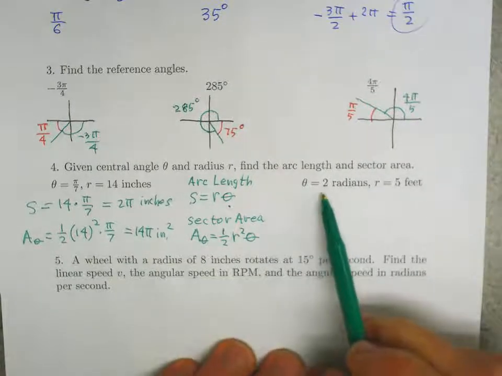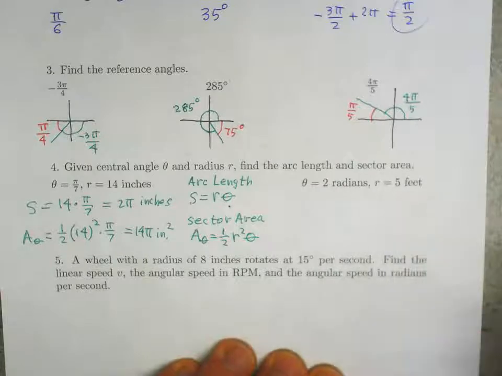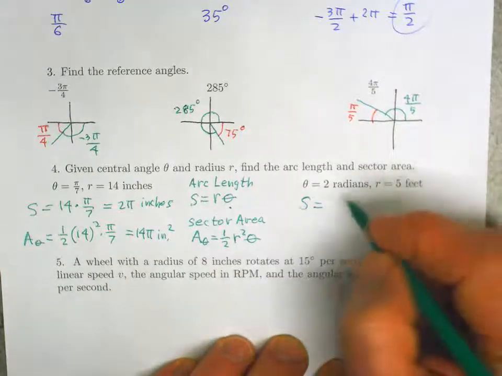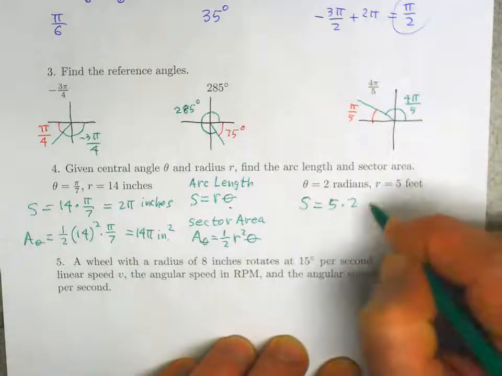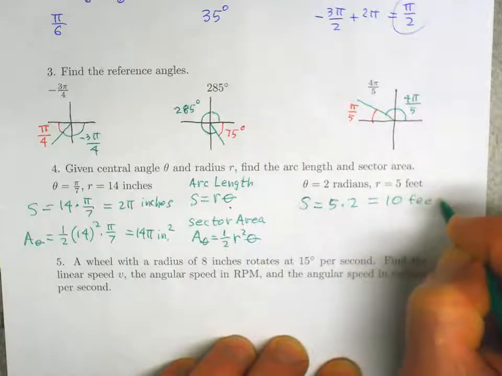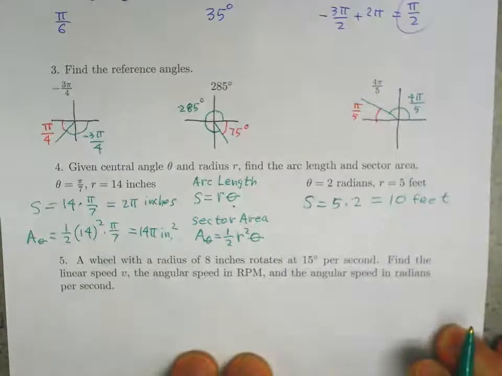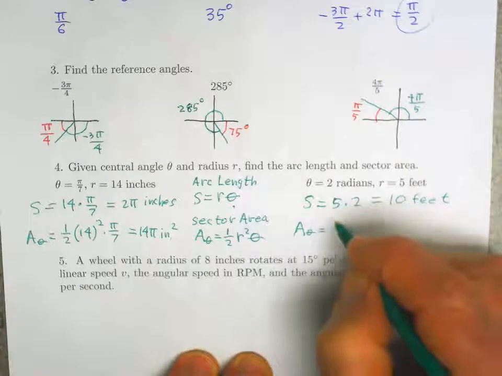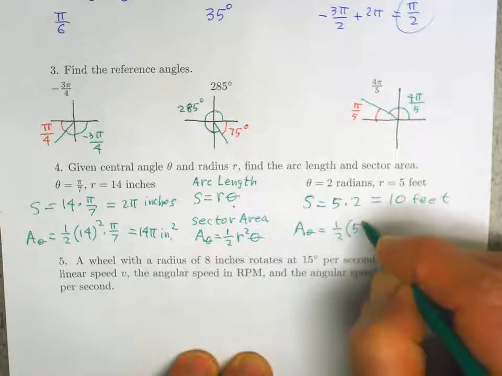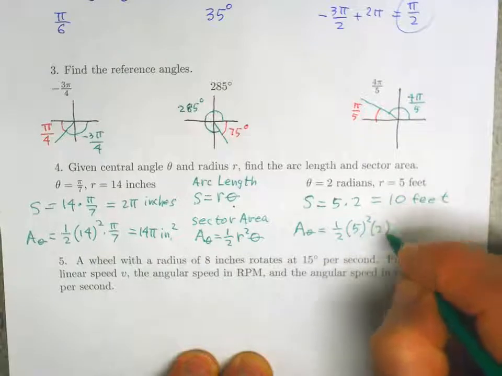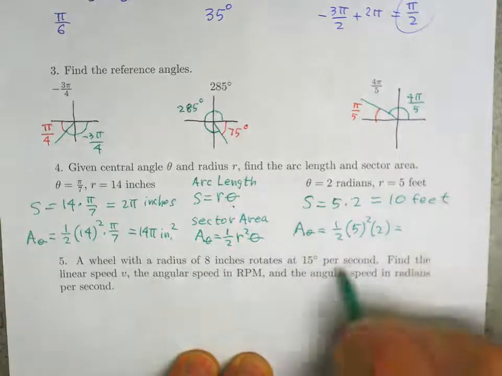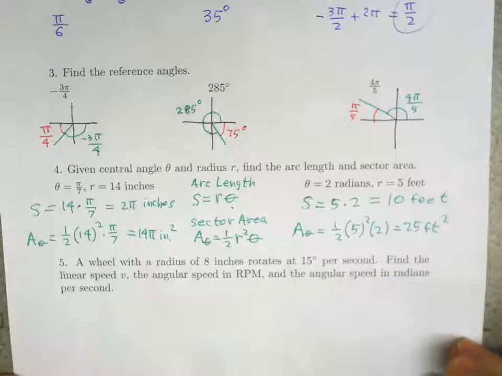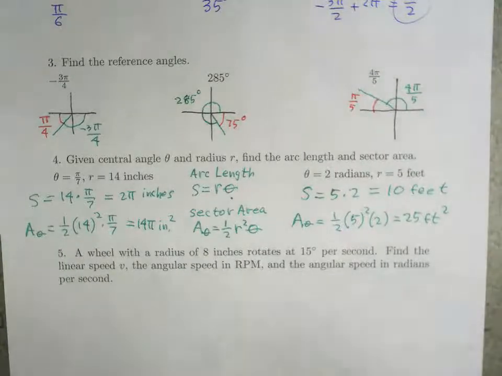Okay, for this one, if theta is 2 radians and the radius is 5 feet, then the arc length is 5 times 2, or 10 feet. And the area is 1/2 times 5 squared times 2. Simplify that, we just get 25 square feet. Hey, make sure you know how to do those on Monday.